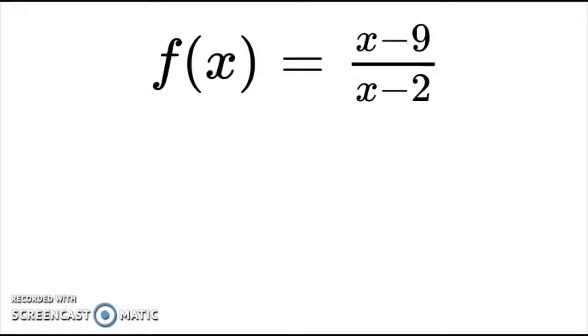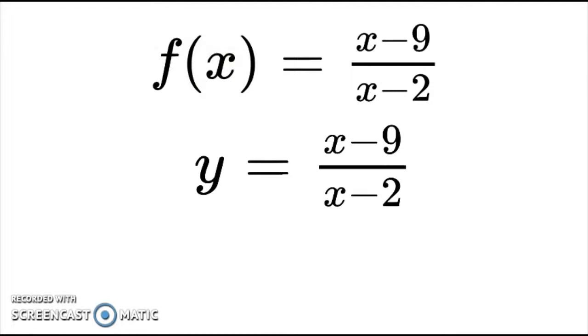Finding the inverse of a function. The first thing we're going to do is replace this f of x with y. Now we swap out the y's and x's in order to find the inverse. So this y becomes x and both of these x's become y's.